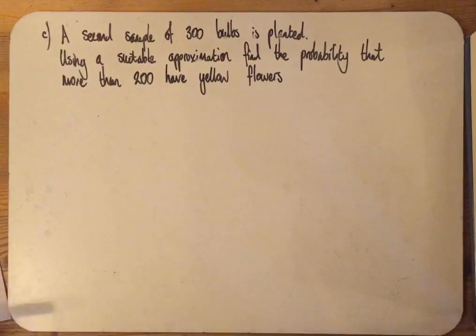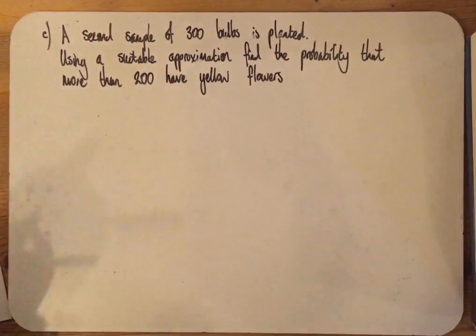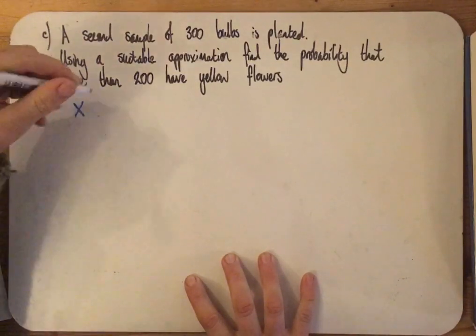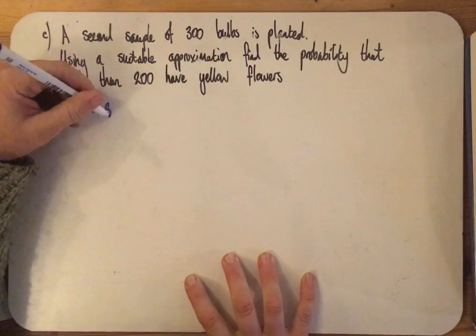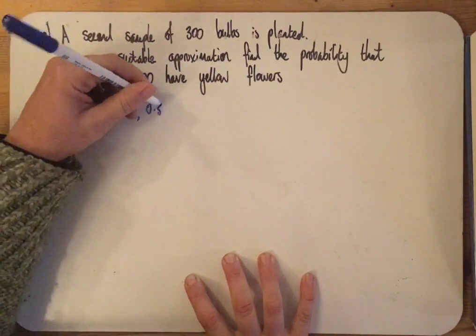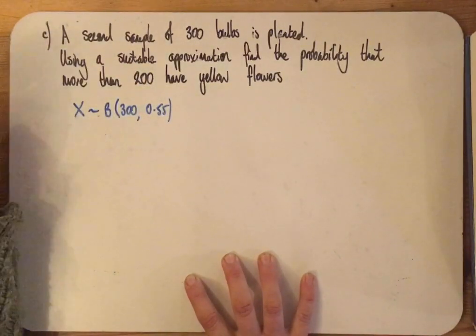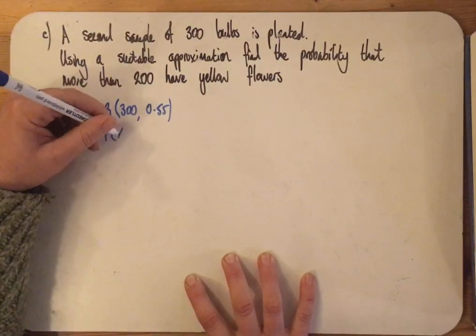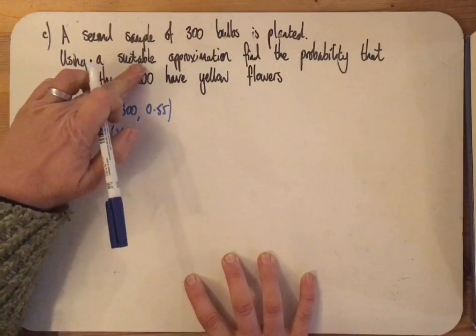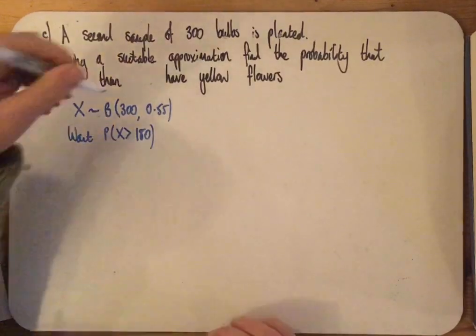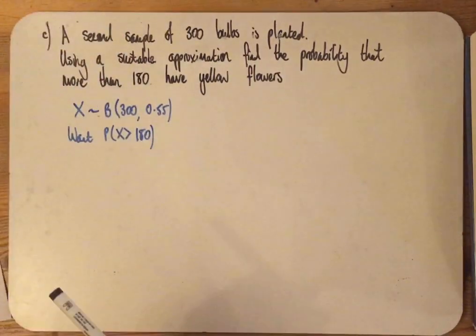So a second sample of 300 bulbs is planted. Using a suitable approximation, find the probability that more than 200 have yellow flowers. So X can still be the number that have yellow flowers. X is binomial. n is now large, and p is close to 0.5. So it's fine to use a normal approximation. And we want the probability that X is bigger than, oh sorry, I changed this and I forgot. Can we change that to 180, please? Just get a slightly better value coming out, otherwise it's tiny.